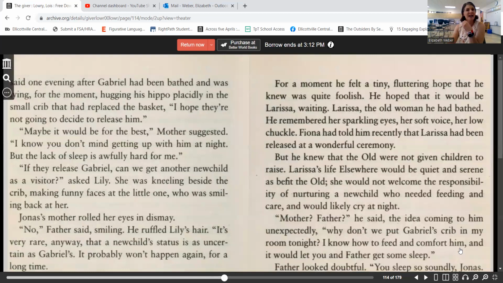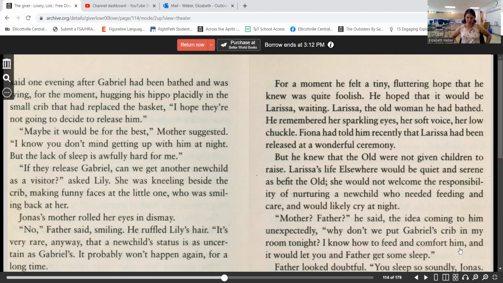For a moment, he felt a tiny fluttering hope that he knew was quite foolish. He hoped that it would be Larissa waiting, Larissa, the old woman he had bathed. He remembered her sparkling eyes, her soft voice, her low chuckle. Fiona had told him recently that Larissa had been released at a wonderful ceremony, but he knew that the old were not given children to raise. Larissa's life elsewhere would be quiet and serene and befit the old. She would not welcome the responsibility of nurturing a new child who needed feeding and care and would likely cry at night.